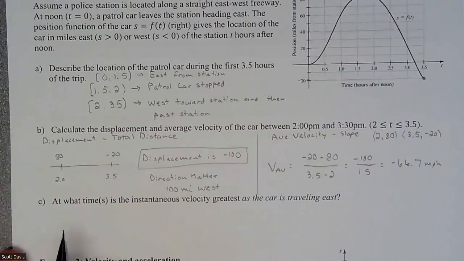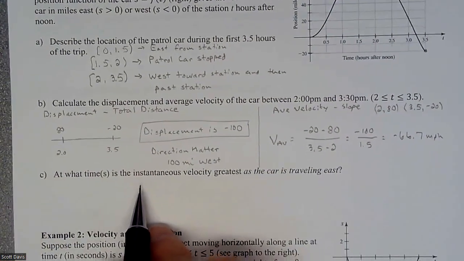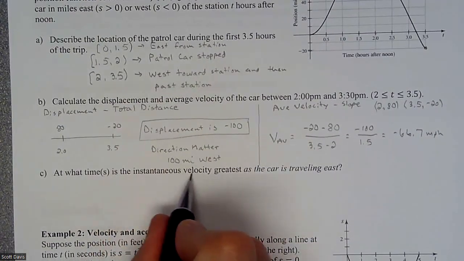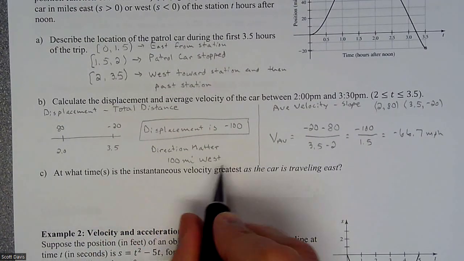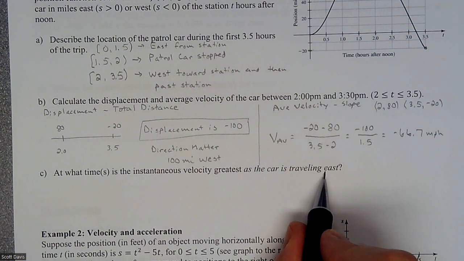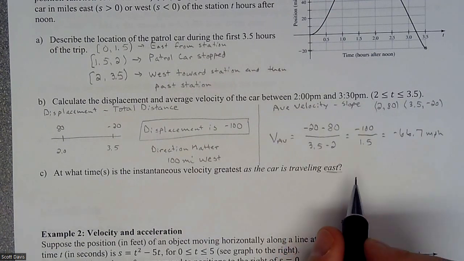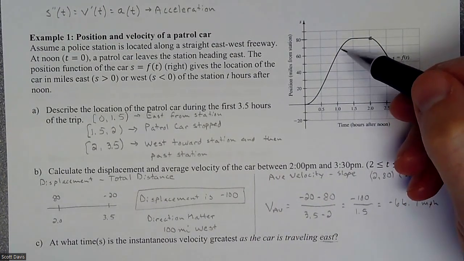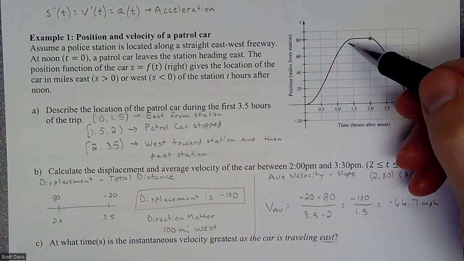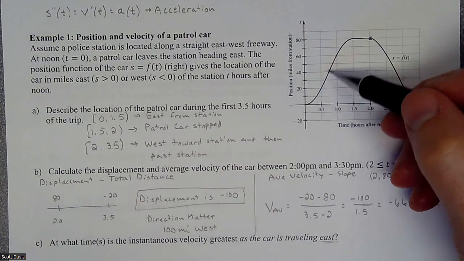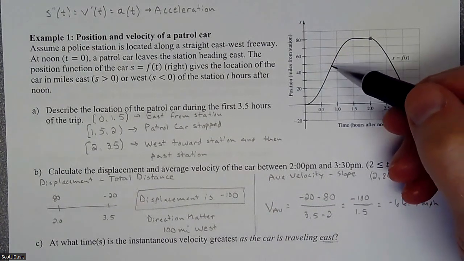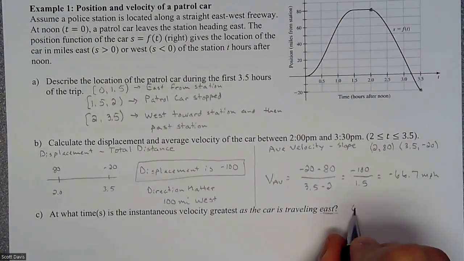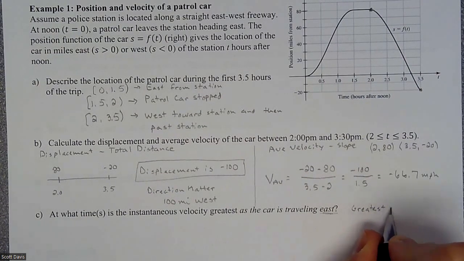All right, and then last thing: at what time is the instantaneous velocity, so we're talking about a slope at a particular point, greatest as the car traveled east? Traveling east is us right here. We're traveling east because we were heading away from the station. So what is basically the greatest slope? We're looking for essentially the greatest positive slope.